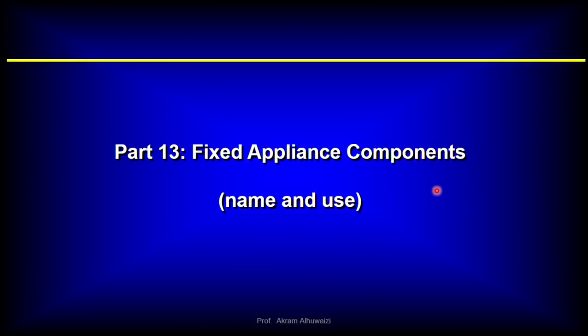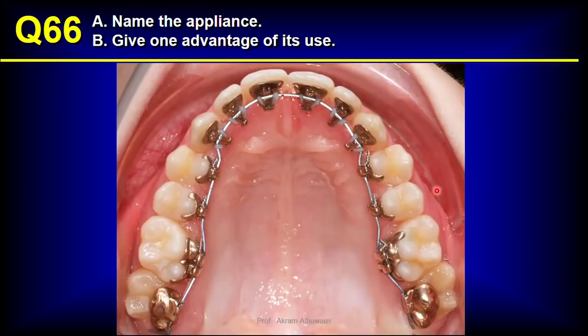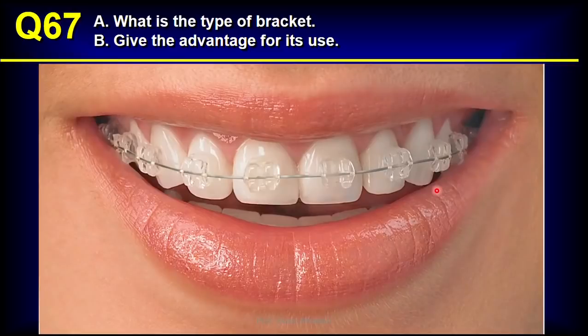Part 13, fixed appliance components. And here, name the appliance. It's a lingual orthodontic appliance. Give one advantage for its use, and that would be the superior aesthetics. What's the type of brackets being used? It's ceramic orthodontic brackets, and the advantage for its use would also be aesthetics.